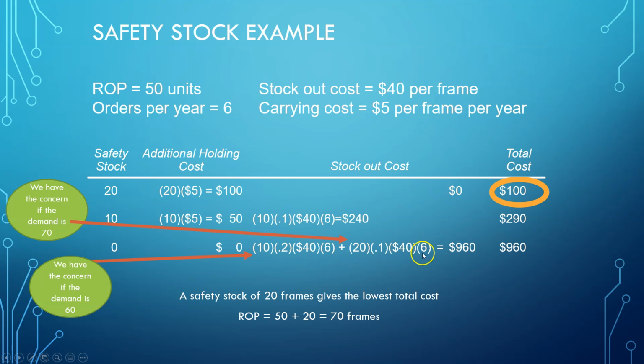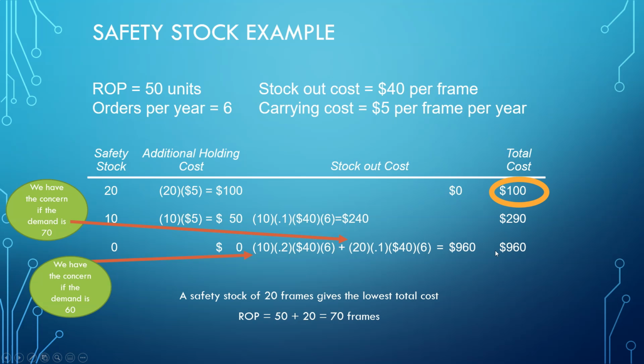We add those and that will give me the 960 with 0 holding cost, because I don't have anything additional. Whatever the reorder point, the 50 that I have has been used. So 0 holding cost, but we have a stockout cost of 960. So the total cost will equal 960.